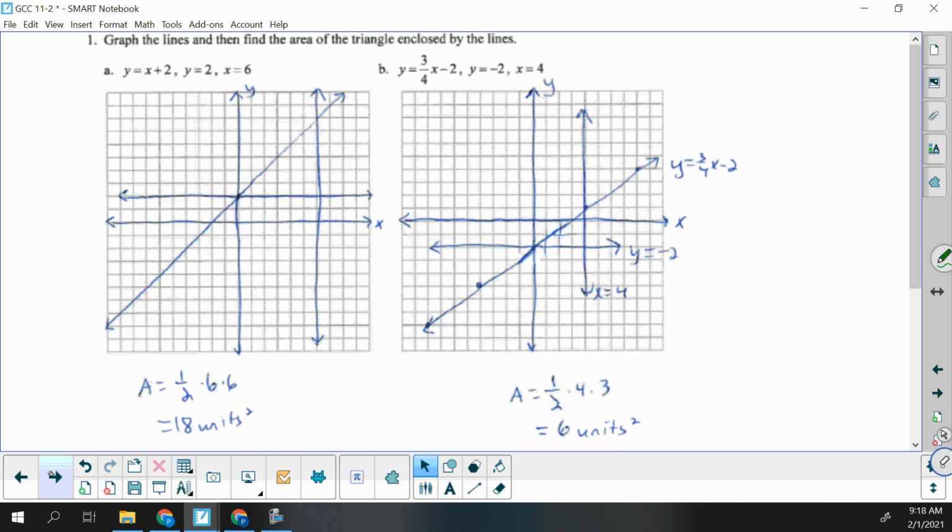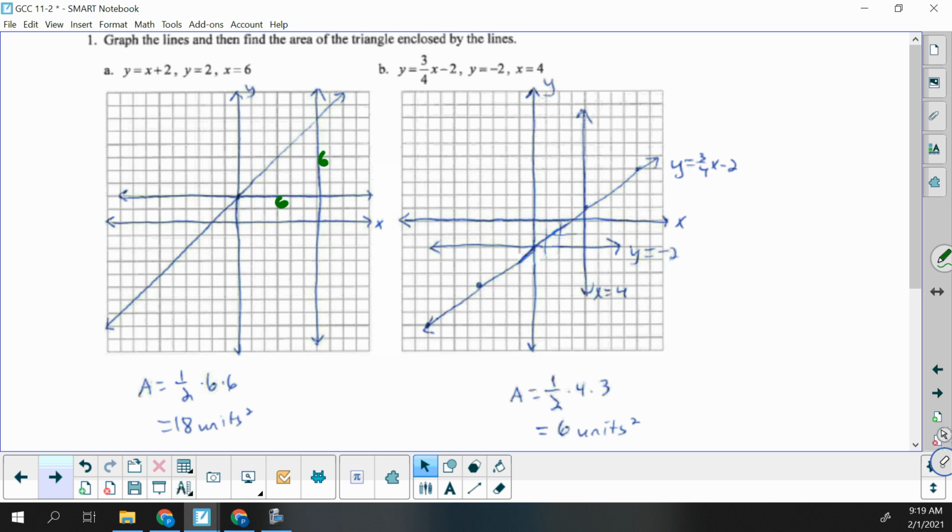So moving over to the homework from last night, first one you had to plot y equals x plus 2. So start at 2 on the y-axis. In front of the x is a 1, which is really 1 over 1. So you're going up 1 and right 1 to plot that. That's how we get the slanted line. Y equals 2 is a horizontal line with a y value of 2. X equals 6 is a vertical line at an x value of 6. Our base of this triangle is 6. The height is 6. So we have 1/2 6 times 6 to give us 18 units squared.